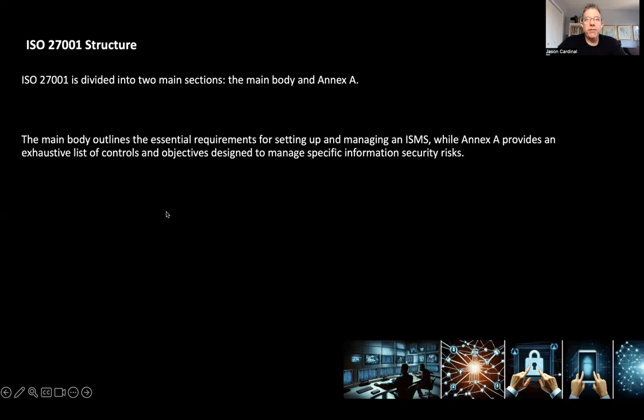The ISO structure is like any other ISO structure. So 27001, like 9001, like 50,000, like other standards, is broken down into two parts, the main body and the annex.